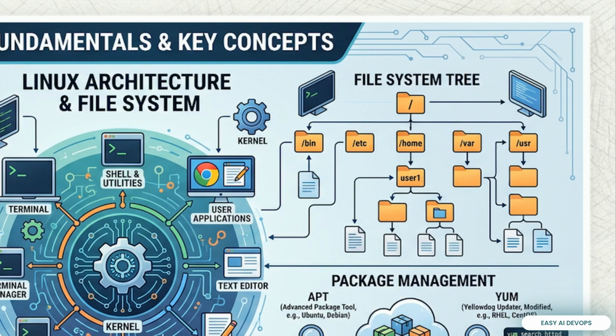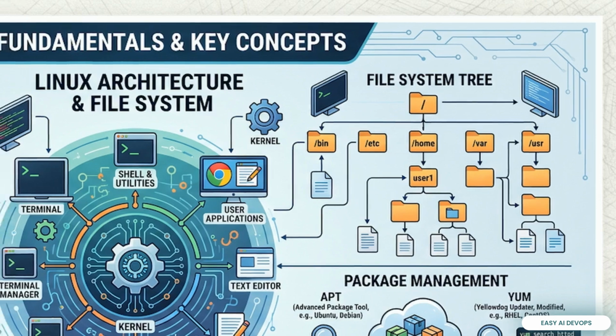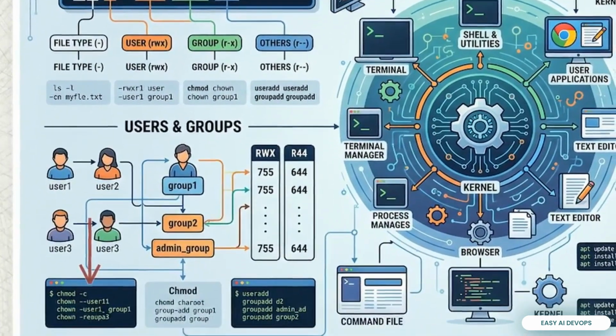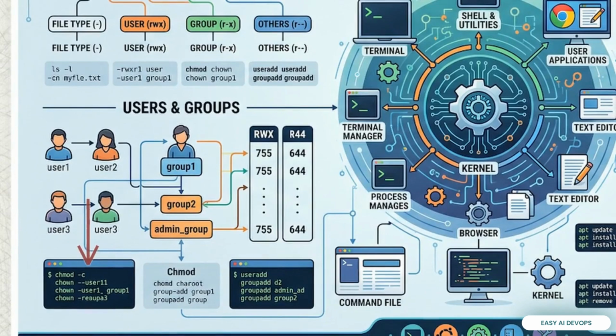Looking closely at the file permissions section, we see how Linux secures these rooms. It uses a simple tag system: read, write, and execute. This ensures the dishwasher can't accidentally rewrite the dessert menu. Commands like chmod and chown let you assign specific color-coded keycards. You can grant access to individual users or whole groups of staff members at once.